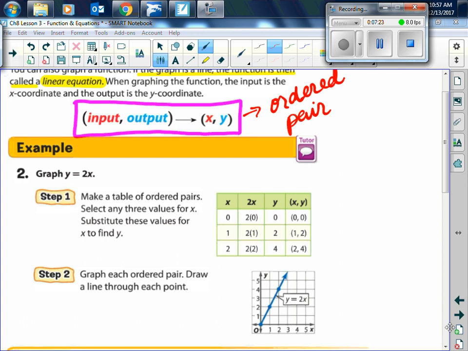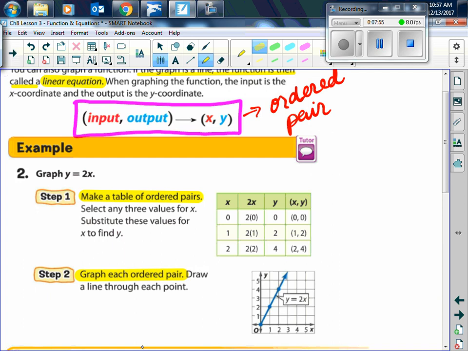So for example 2, it says we want to graph y is equal to 2x. Now, here we have step 1 and step 2. Step 1 is to make a table of ordered pairs. When you make the table of ordered pairs, of course, you're going to choose your x values, then you will substitute and simplify to get your y values. Okay? Step 2 then, after you get your ordered pairs, is to graph each ordered pair.